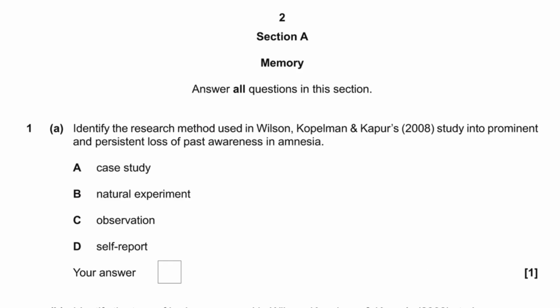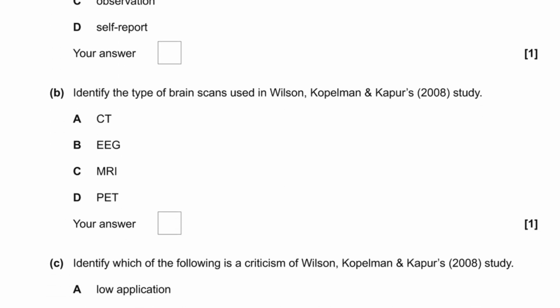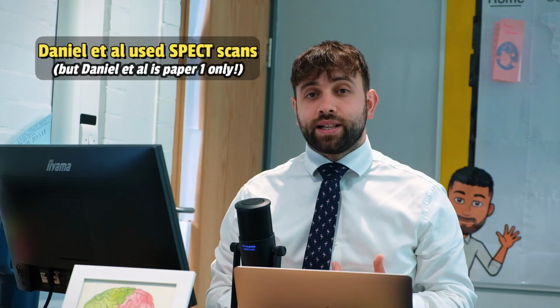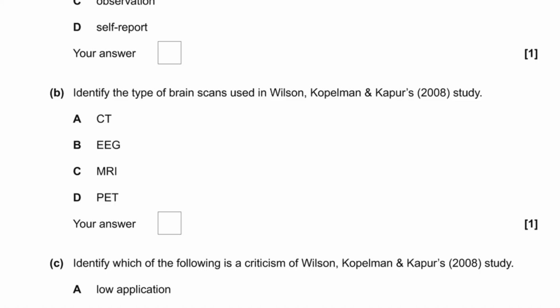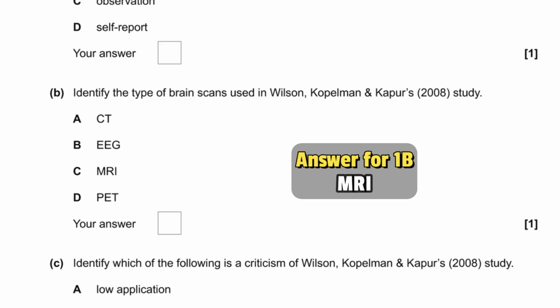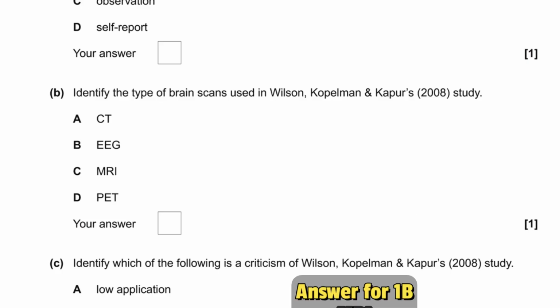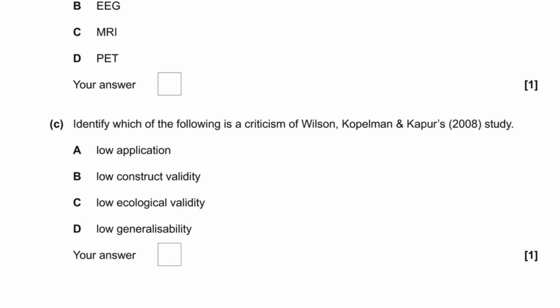For number 2, they used MRI scans, so please don't get that confused. I will say I don't think this is too tricky because actually across the entire course, both papers of psychology that you're learning about, you won't really encounter any other brain scans other than SPECT scans in Daniel et al. However, none of the others are mentioned, only MRI, so hopefully we should be able to pick up MRI scans here.